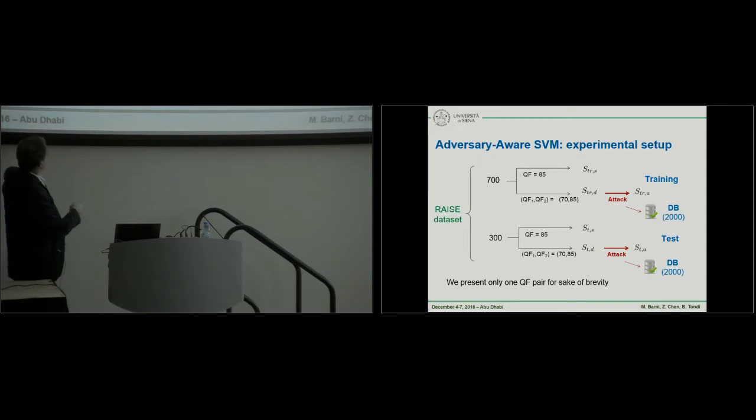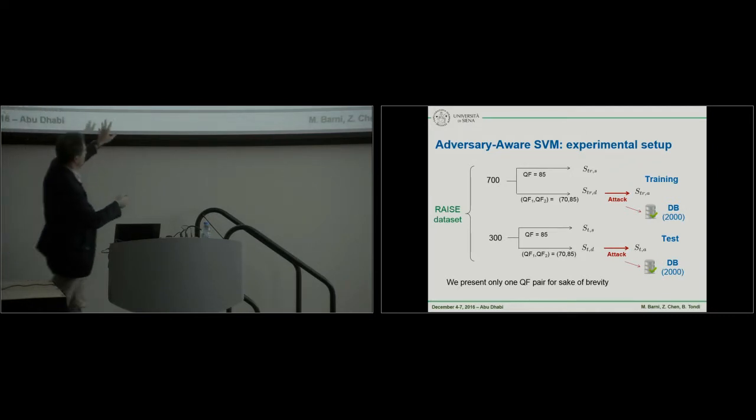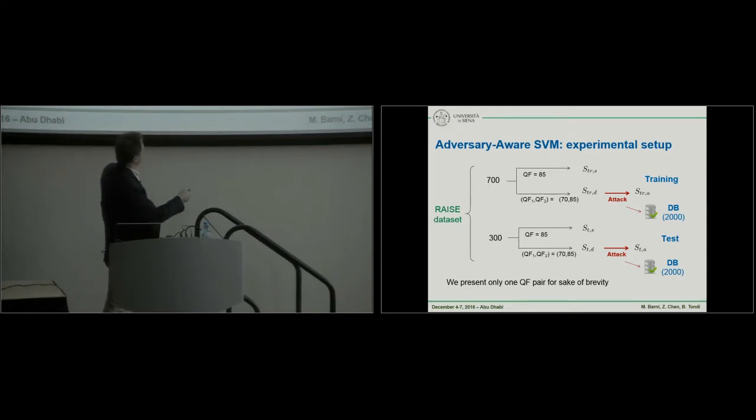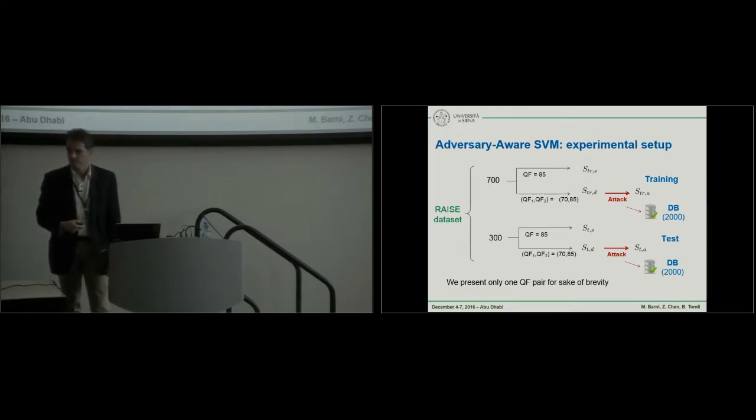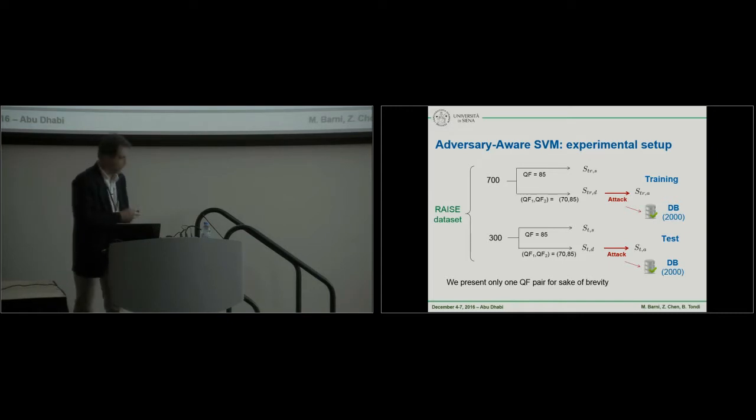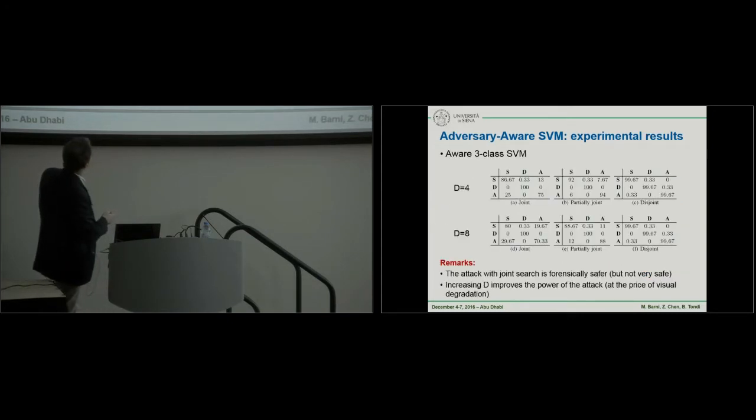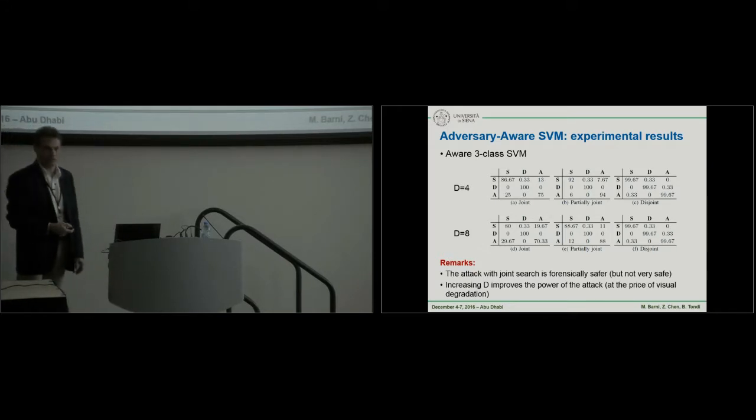And then the same for the test. 300 images, same quality factors, attacked images, and then have the test data. So these are the results. Okay, so consider first the case of maximum distortion equal to 4. Now you see that the detector is able to do a pretty good job.